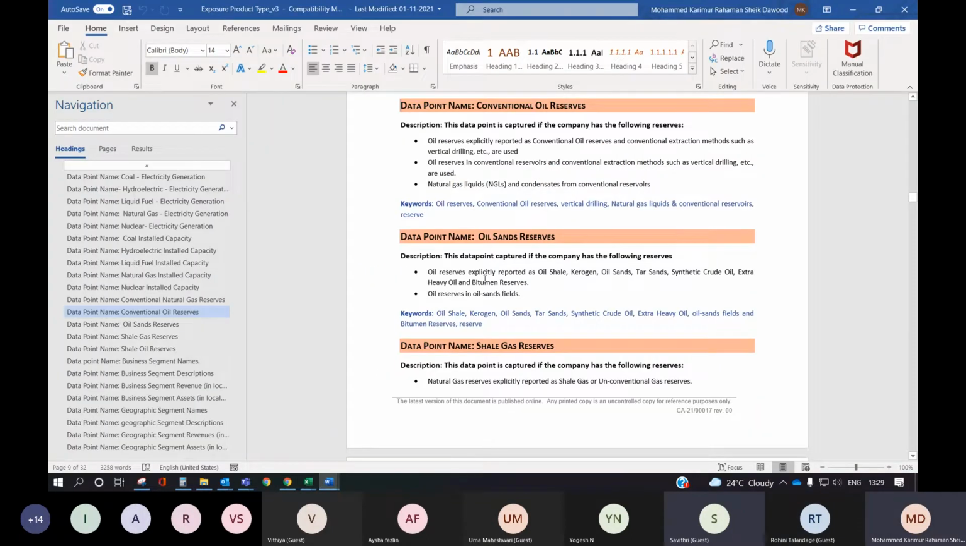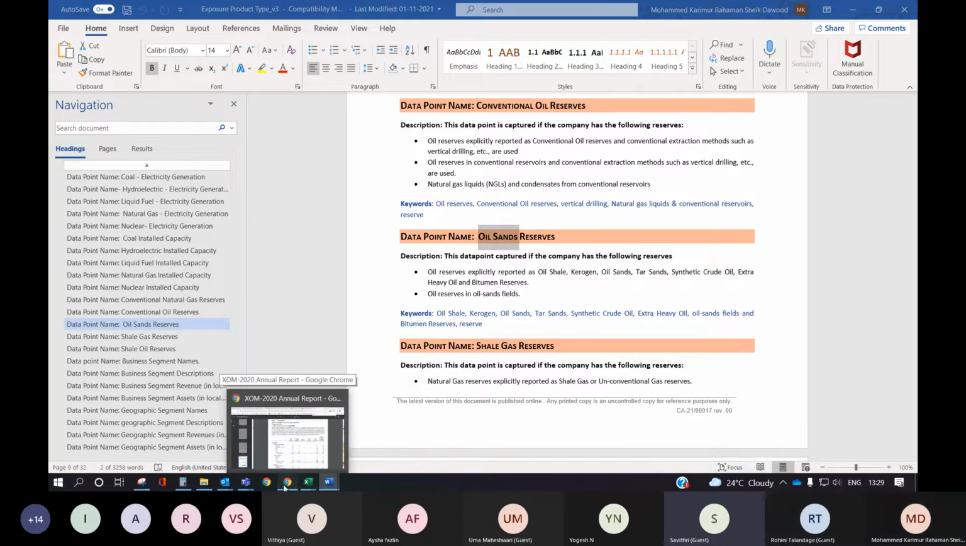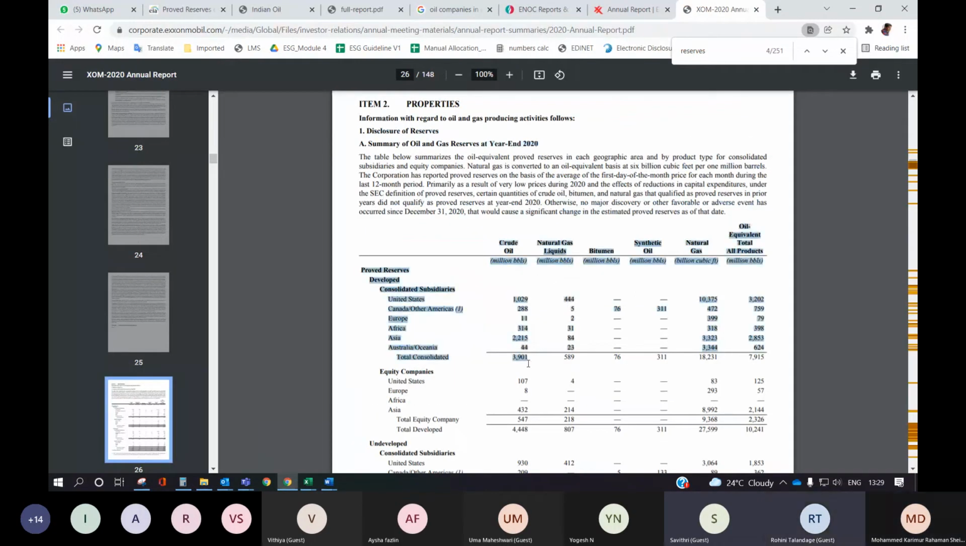And for the oil sands and shale gas, you should have the exact keyword, like shale or oil sands. Crude oil is also one of the keywords for oil sands. So you can take this crude oil value under oil sands. If you are taking it under oil sands, then it should not come under conventional oil. You should not take it twice, only one is enough.